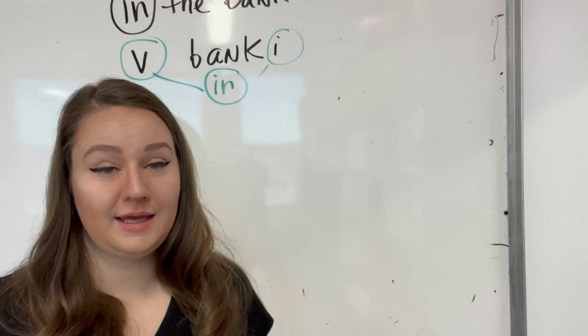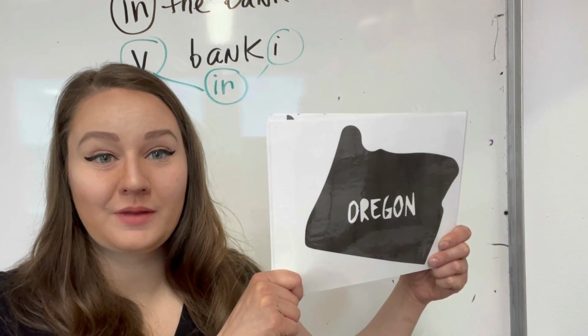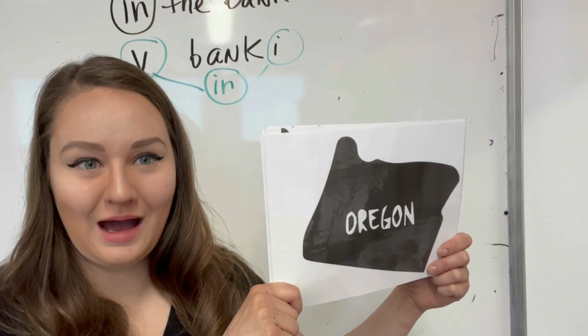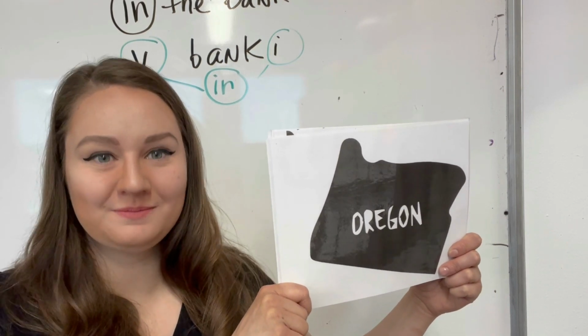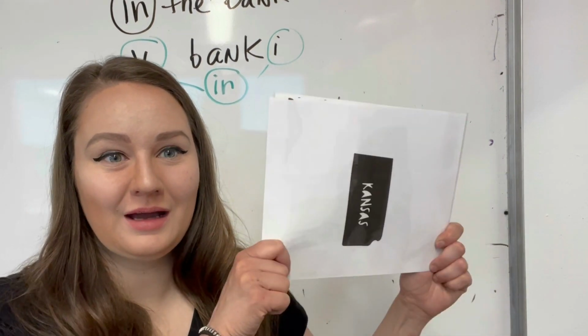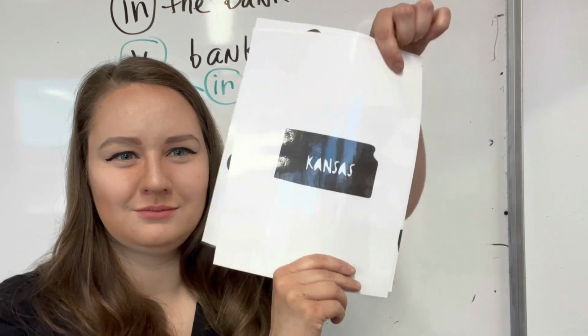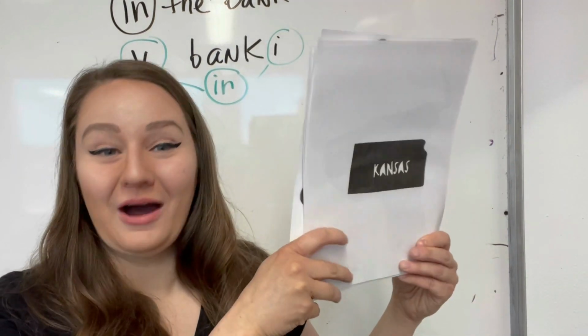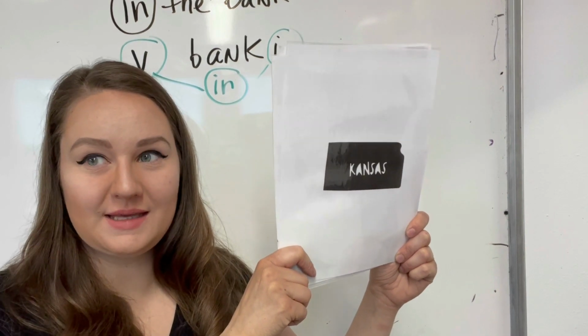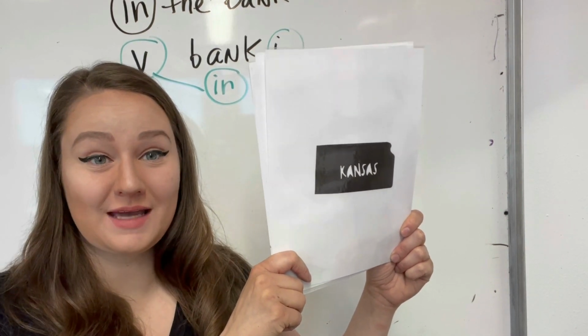The first state is Oregon. How do you say I'm in Oregon? Я в Орегоне. Next one is Kansas. How do you say I'm in Kansas? Я в Канзасе.